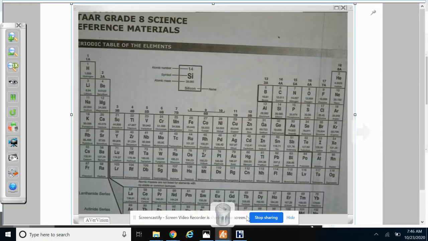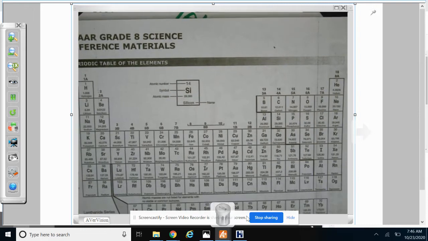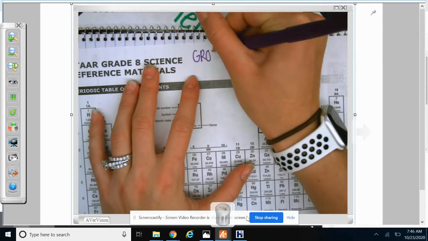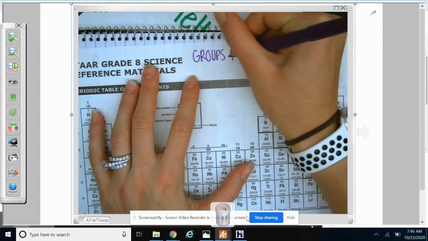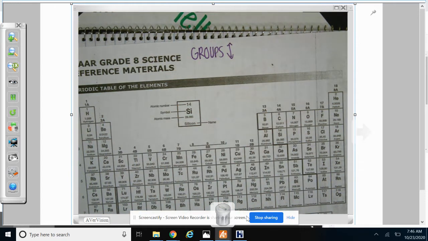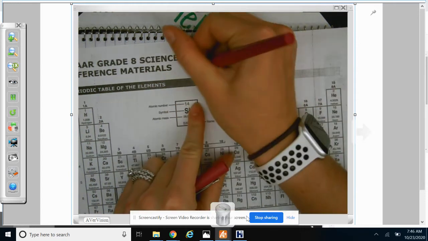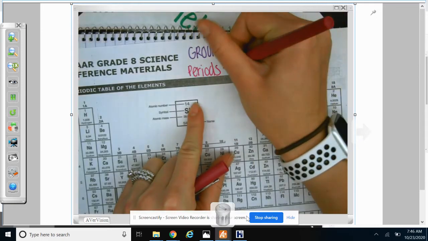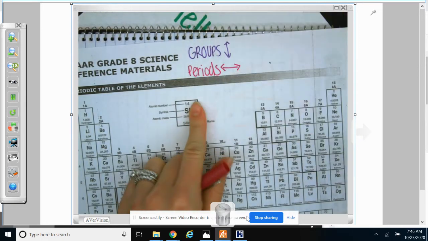All right, let's talk about the periodic table. So in order for us to read the periodic table, we need to know that groups go up and down. You've got to know groups go up and down. We also need to know that periods go left to right, like a sentence.